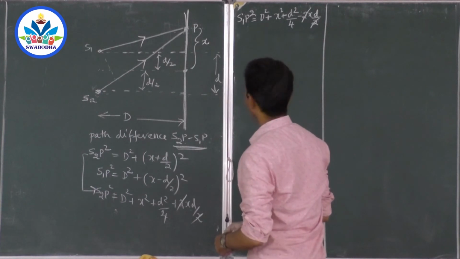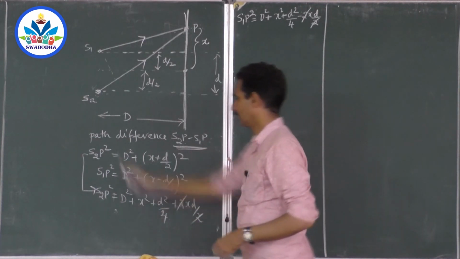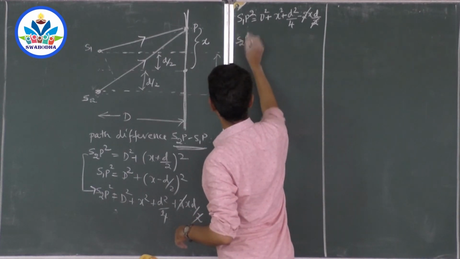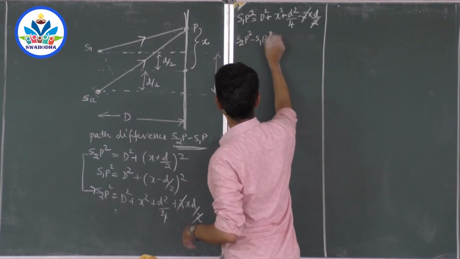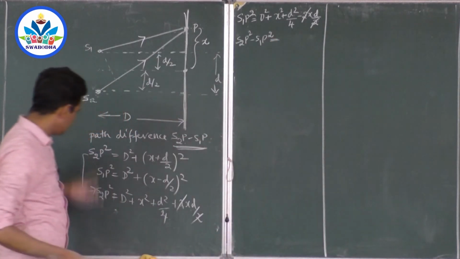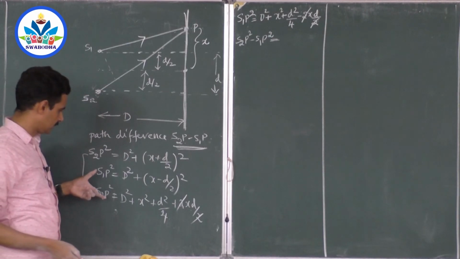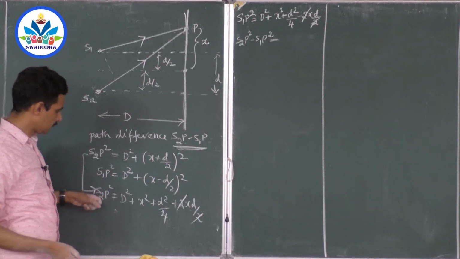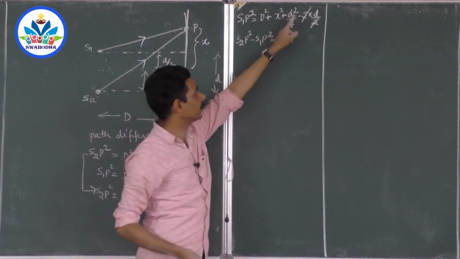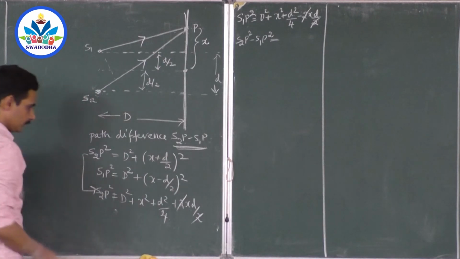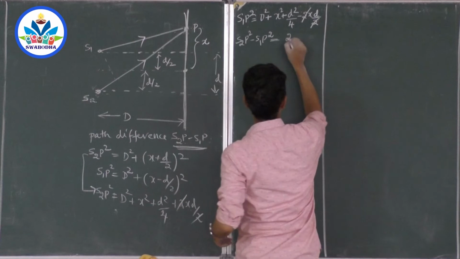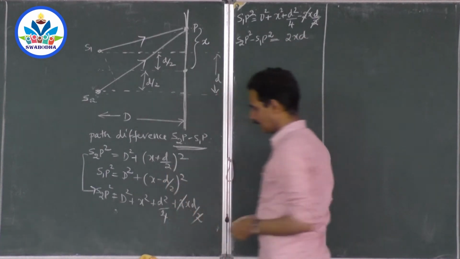Okay? Now I want this one, right? So I will subtract the two: S2P square minus S1P square. Now, without writing completely, shall I do it here only? In S2P square, here, d square plus x square plus d square by 4. They cancel each other. xd minus of minus xd, 2xd. Everything else will get cancelled, correct?